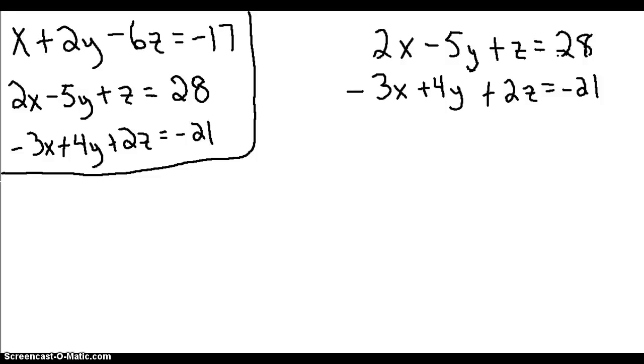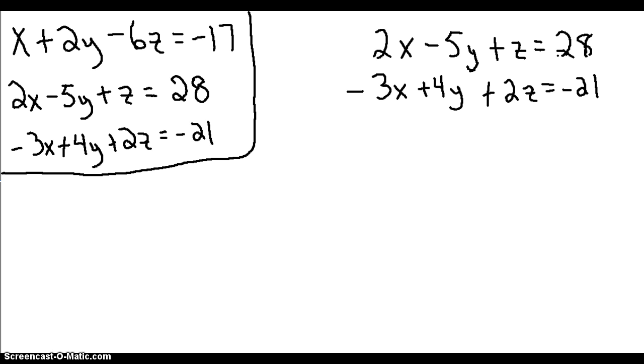Okay, so in the module we solved the system of three equations: x plus 2y minus 6z equals negative 17, 2x minus 5y plus z equals 28, negative 3x plus 4y plus 2z equals negative 21. Now we started it in the module by solving for x, but I wanted to do it a different way just to show it doesn't matter what variable to solve for. Also to kind of reinforce or rework the problem just to get a better handle on it.